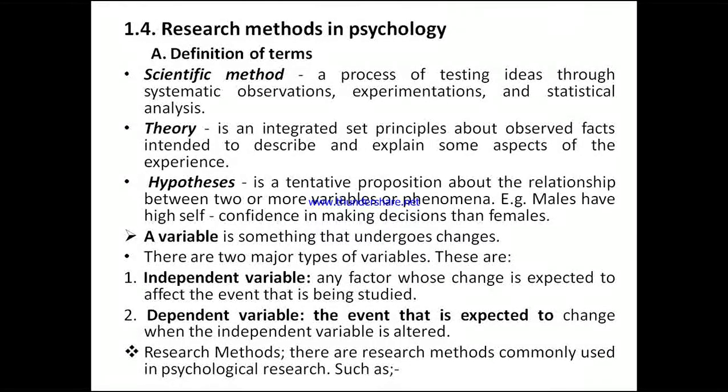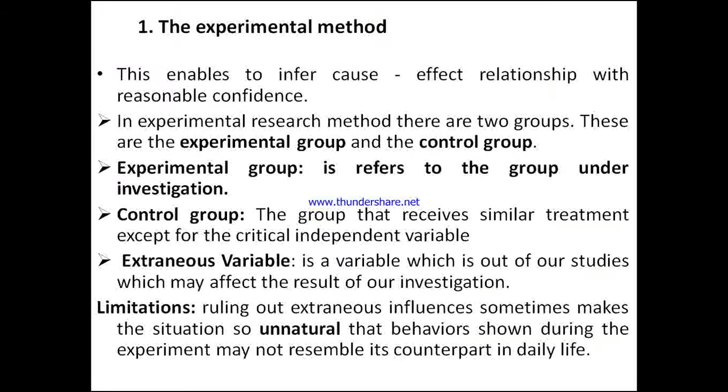When we come to the independent variable, any factor whose change is expected to affect the event that is being studied is the independent variable. The dependent variable is the event that is expected to change when the independent variable is altered or manipulated. The experimental method. One of the methods is the experimental method.